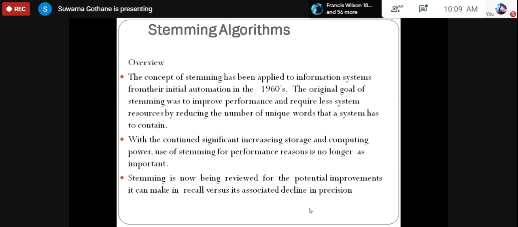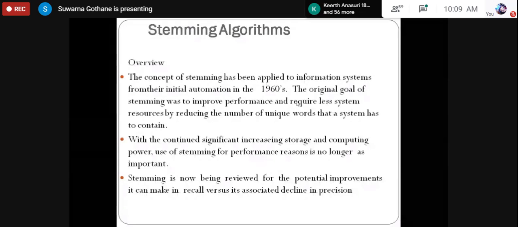The degree of correctness of the information is precision, and the other is called recall. Recall and precision are the terms. So why are we using stemming? Stemming is used mainly to reduce the storage space and to increase the processing speed, so that faster retrieval or a faster query answer is available to the client.